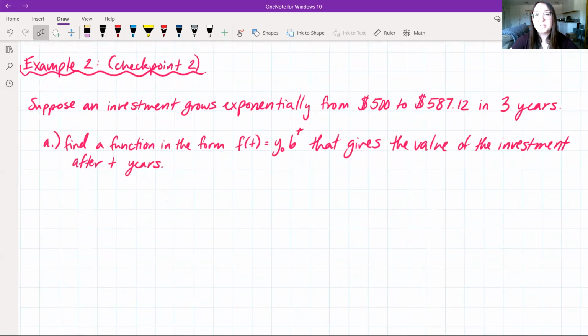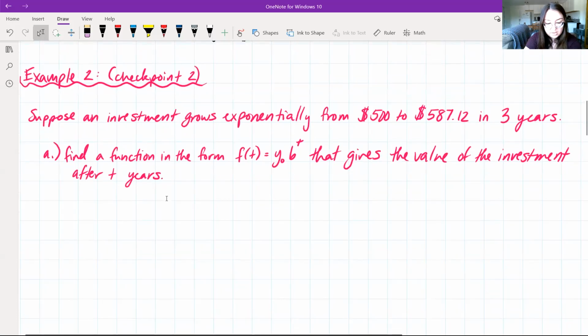All right, for example 2 here, which is going to be checkpoint 2 in your book, we suppose an investment grows exponentially from $500 to $587.12 in 3 years. So we want to find a function in the form of f of t is equal to y naught b to the t power that gives the value of the investment after t years. So now we're going to have to find everything that has to do with this function. So let's start by trying to find our y naught, or our y initial.